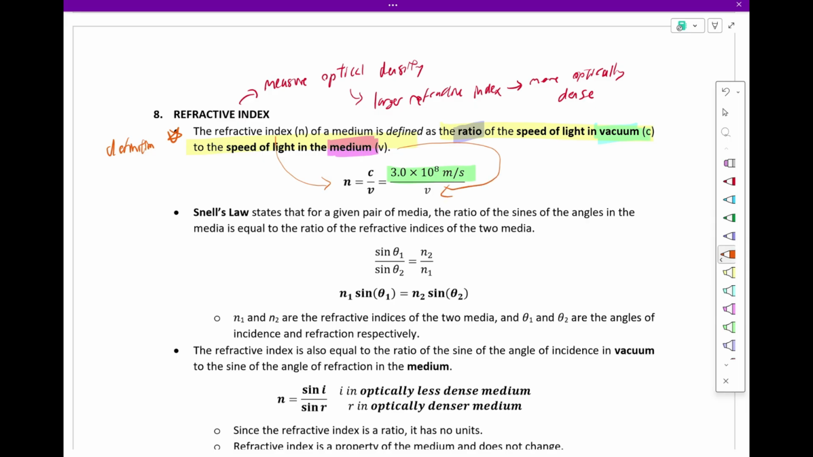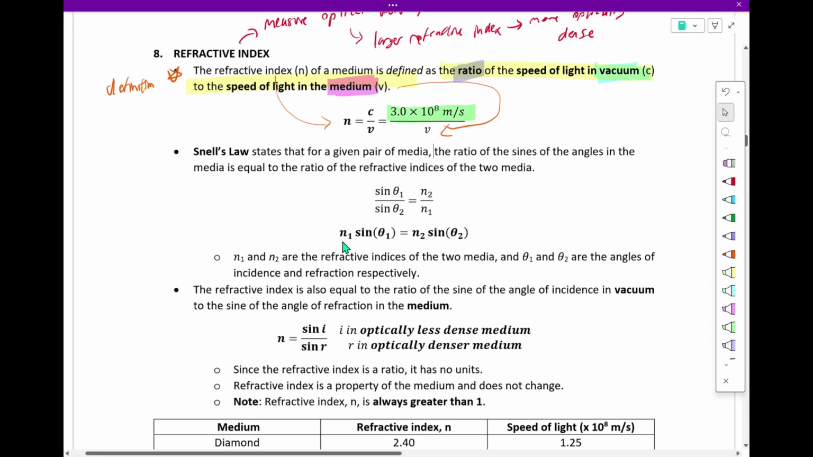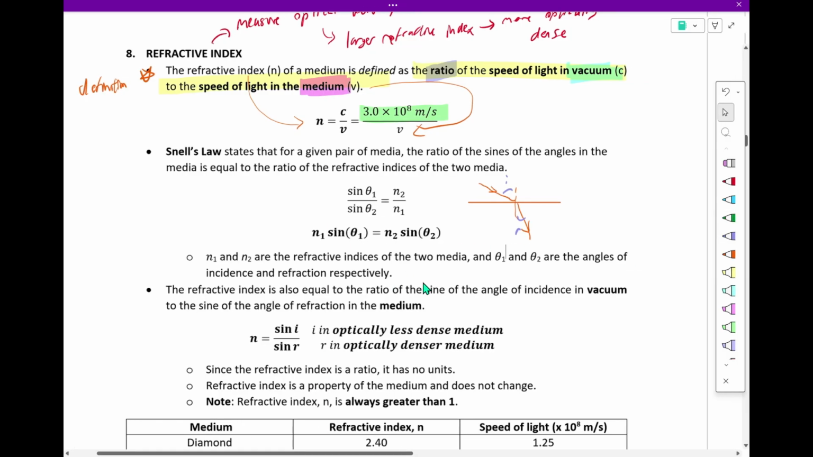Now most schools don't teach Snell's law itself, but Snell's law is this formula where we have refraction. We have angle I and angle R. If you were to form this, this is medium 1 and this is medium 2. All we need to do is take the n of medium 1 times sine I equals n of medium 2 times sine R.